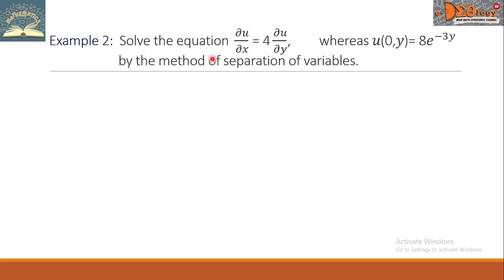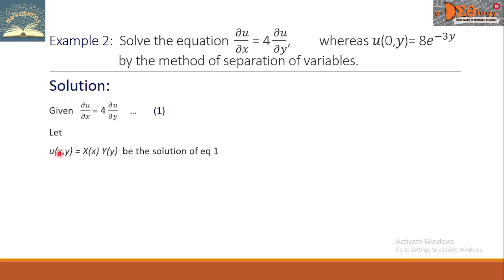Example 2. Solve the equation: partial derivative of u with respect to x equals 4 times partial derivative of u with respect to y, where u of 0, y equals 8 times e raised to negative 3y, by the method of separation of variables. The first thing to do here is to simplify our partial differential equation. Let us write the given here, and we regard this as equation 1.